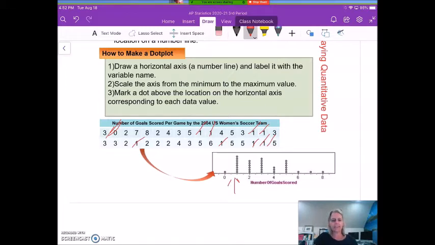Every single graph always needs a title, no matter what type of graph it is. In this case, they're labeling their axis down here with the units, so number of goals scored. And the title of this graph really is what is in the title of the table here: number of goals scored per game by the 2004 U.S. women's soccer team.